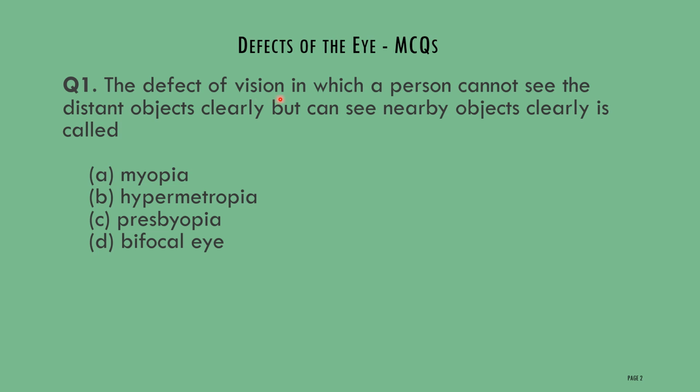The defect of vision in which a person cannot see the distant object clearly but can see the near object clearly is called. This is the condition in which a person can see the near object clearly but is not able to see the far object properly. What is meant by this? Let us discuss the options. First option is myopia. Second one is hypermetropia. Third one is presbyopia. Fourth one is bifocal lens. What is the correct answer?